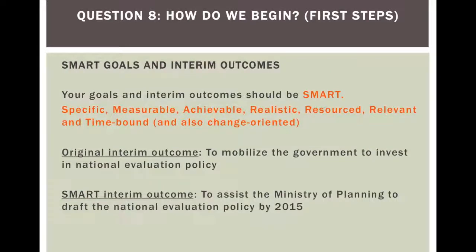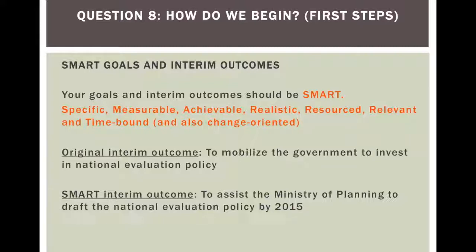While framing these advocacy goals and interim outcomes, ensure that they are SMART, by which we mean goals and interim outcomes should be specific, measurable, achievable, realistic, resourced, relevant, and time bound. They should also be change oriented rather than activity oriented. They should describe the change you intend to bring about and not what you intend to do. The change should be quantified, and the interim outcome should state who will do it and by when.